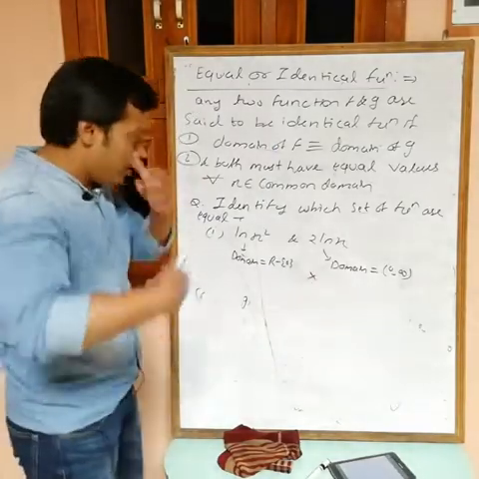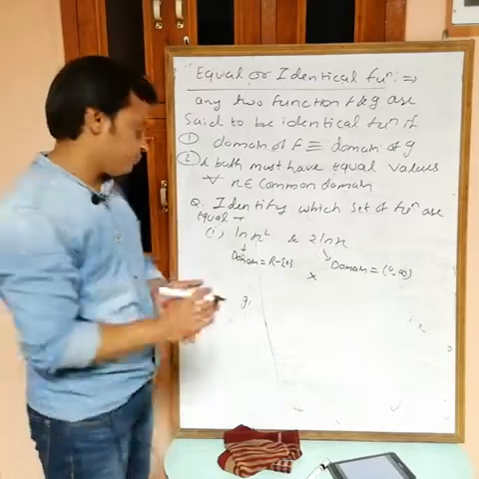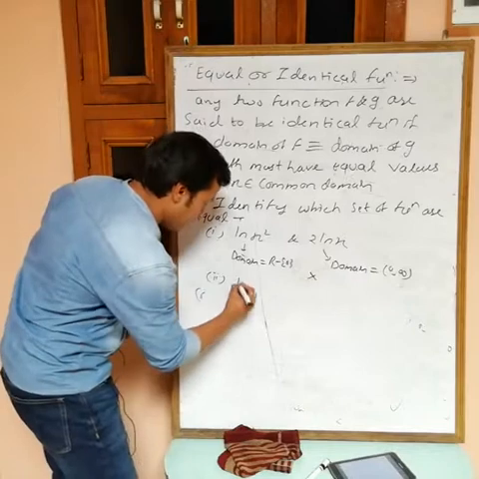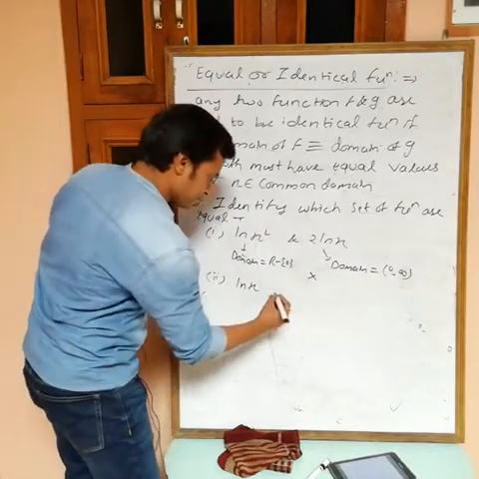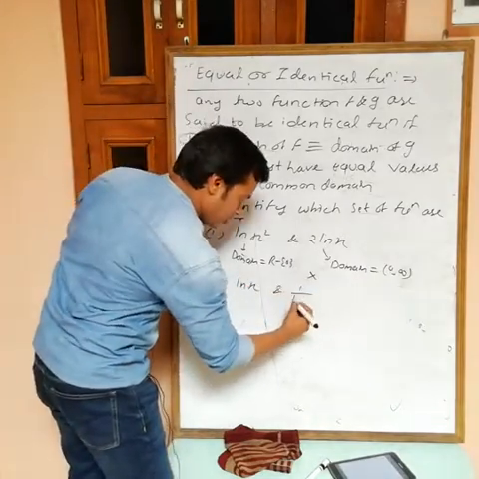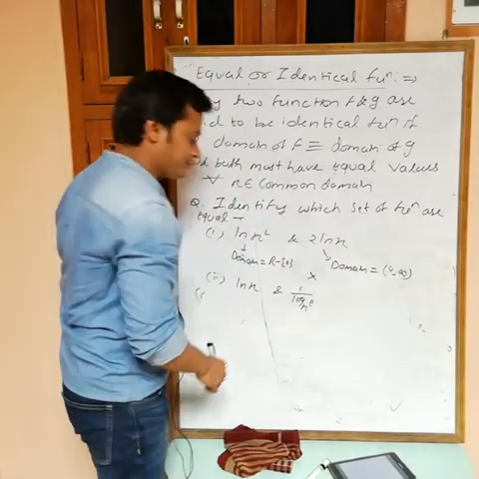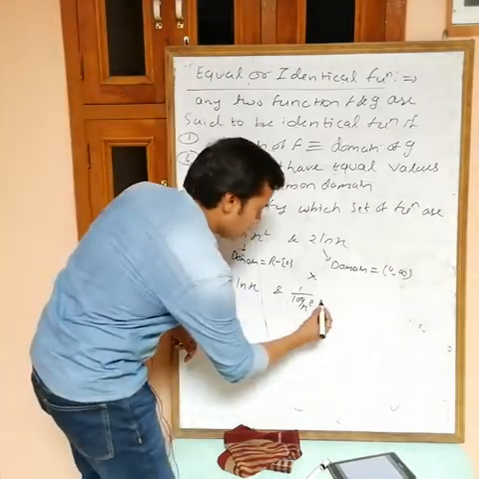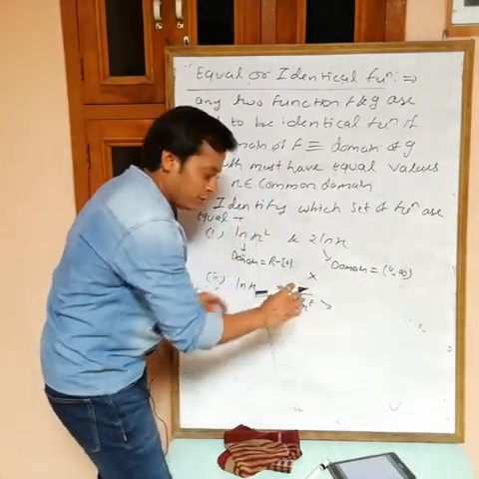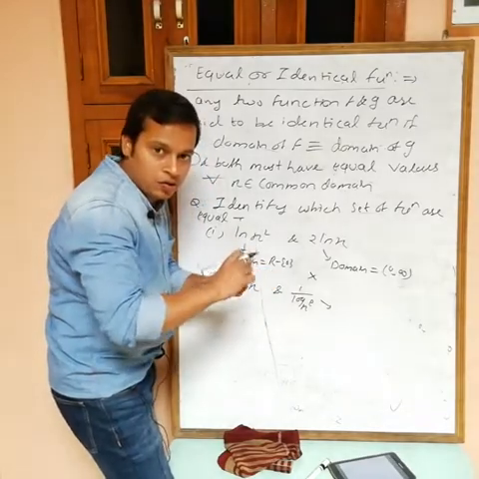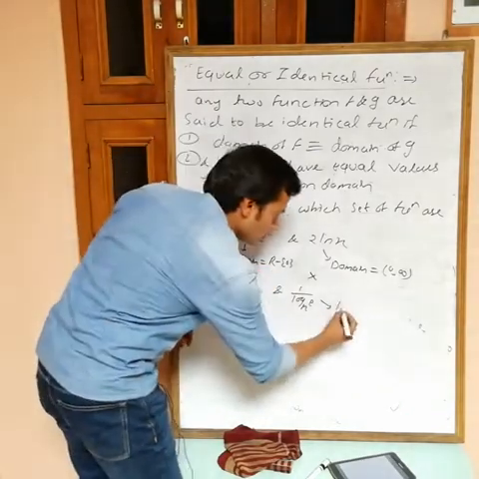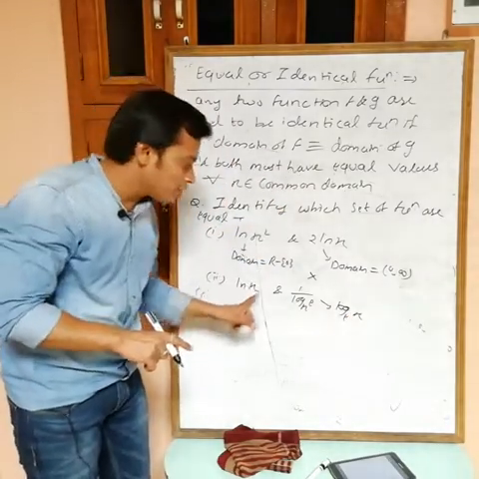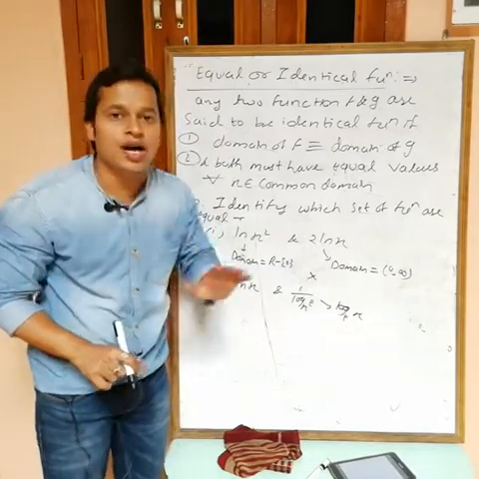If domain is same, then check for range, it means values are same or not. Now second pair, ln x and 1 by log x e. Now actually both are same. If you take this one in numerator, then we have to change the base and number, then this becomes log e x. ln, it means base is e. Both are looking same, but they are not identical.